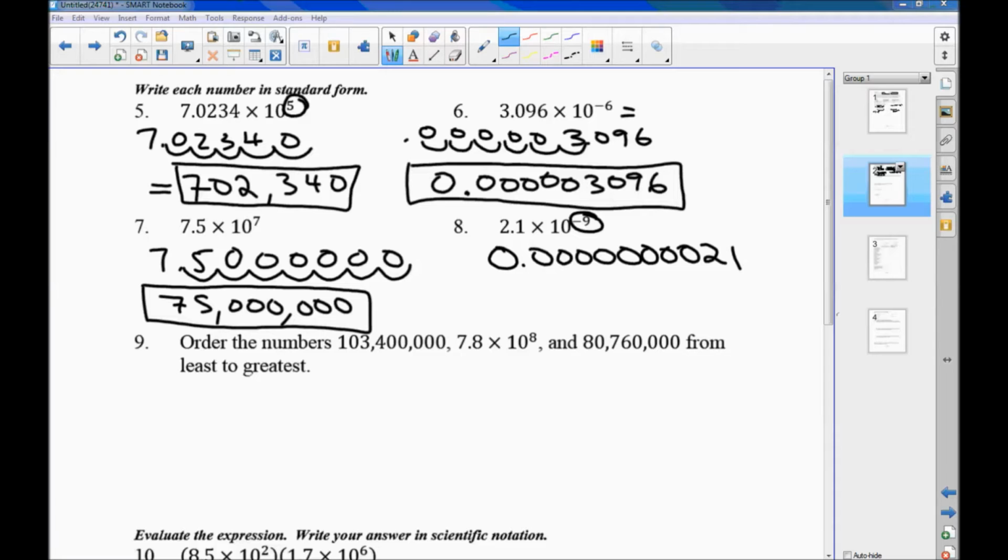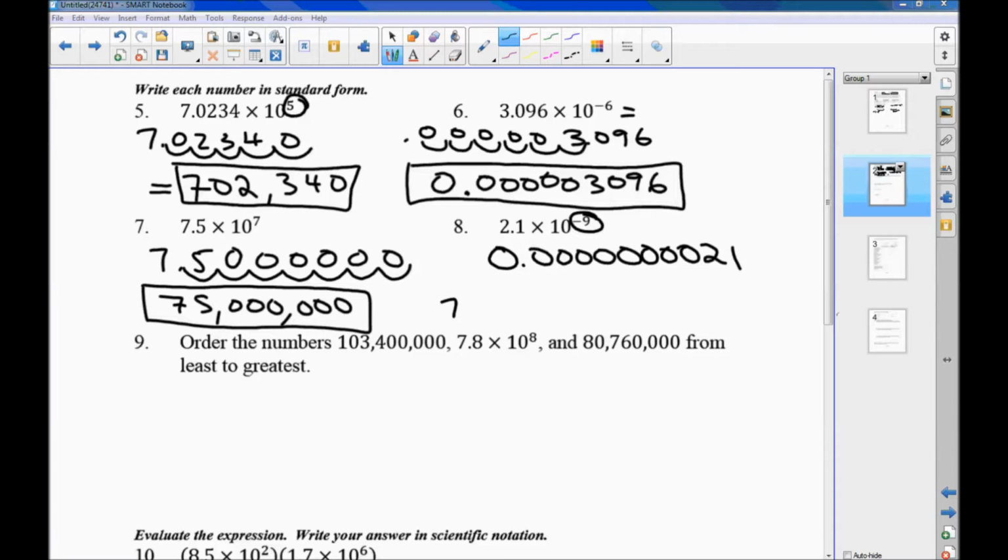All right. So order the numbers 103,400,000, 7.8 times 10 to the 8th, and 80,760,000 from least to greatest. All right, so all of them are in standard form except for the middle one, so I'm going to rewrite that in standard form so I can see whether it's bigger or smaller than these two.